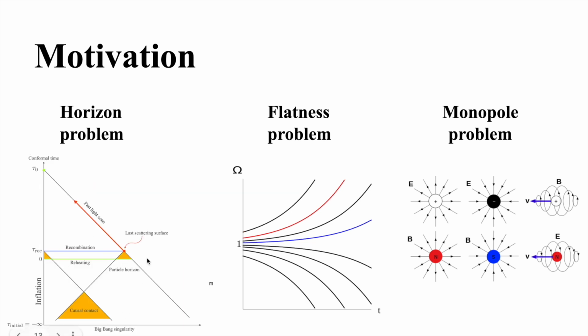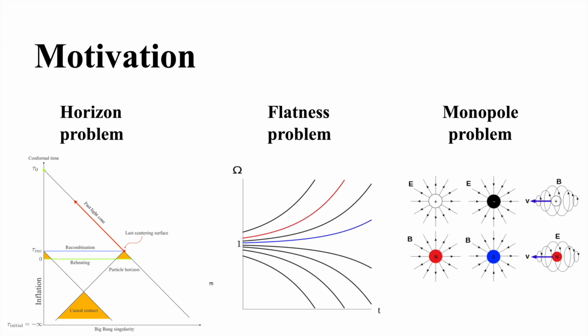The second problem is given the name of the flatness problem. The universe appears to be very close to flat in its geometry. However, under standard cosmological models, a slight deviation from flatness would have been magnified significantly over cosmic time. Inflation naturally drives the universe towards a flat geometry, resolving the flatness problem.